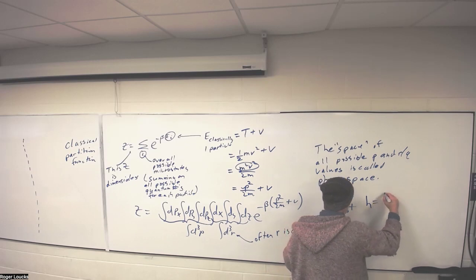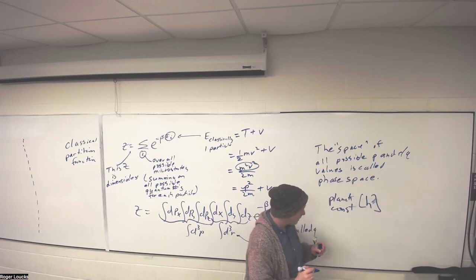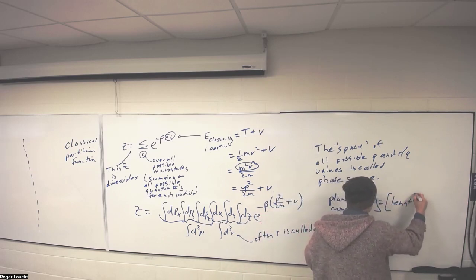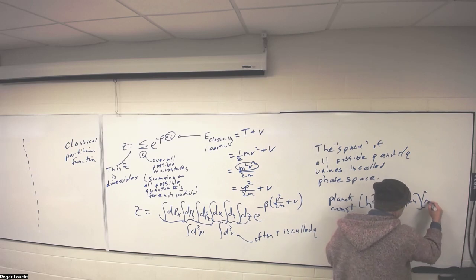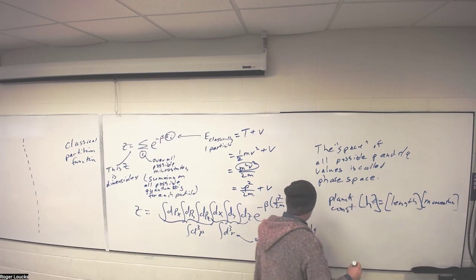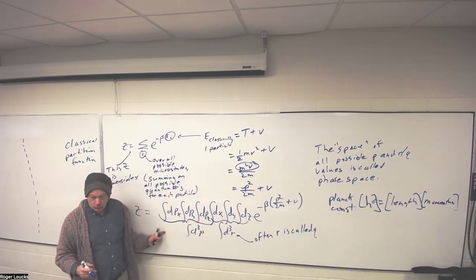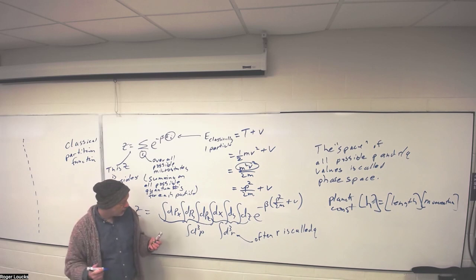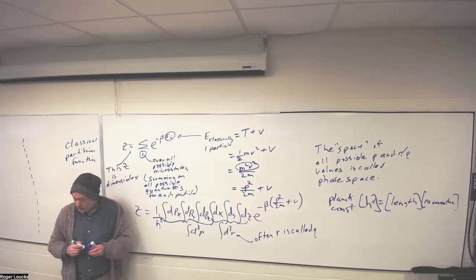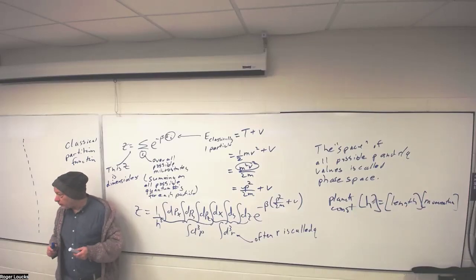H has units of, and again, I always put brackets around things for units, this has units of length times momentum. And so to make this dimensionless, we divide by h cubed. So we put this 1 over h cubed here. That makes sense? So that's our classical partition function.